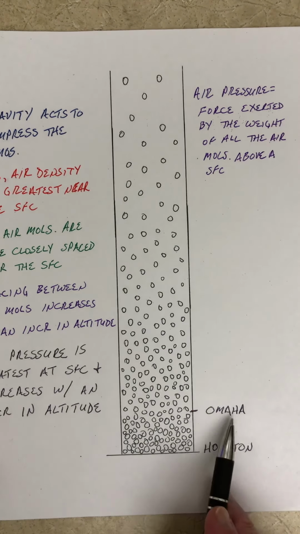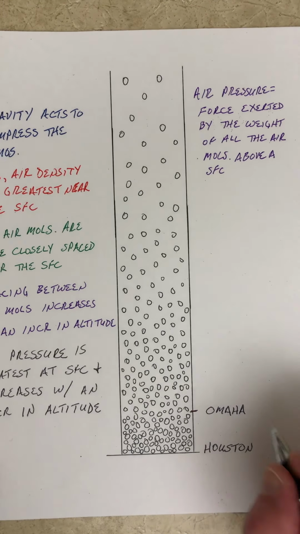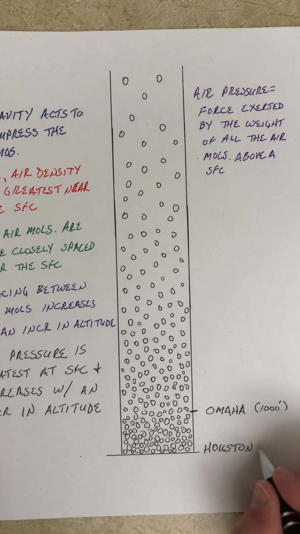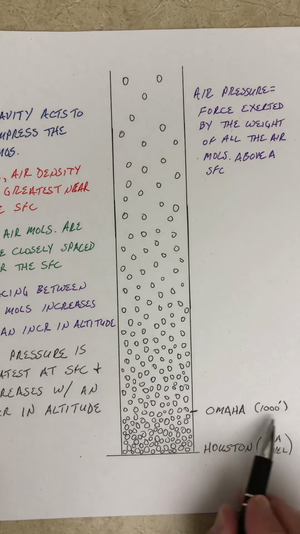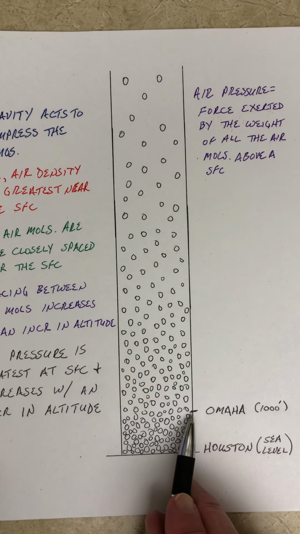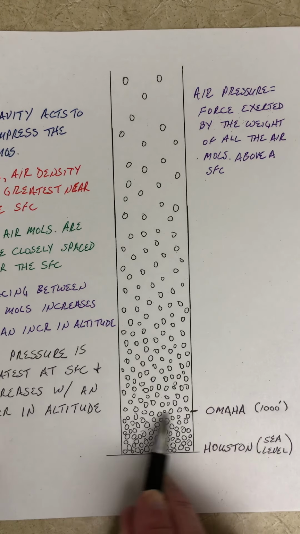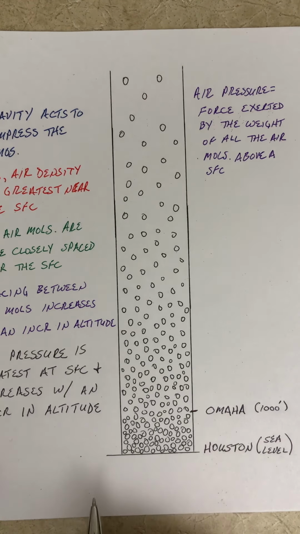Anyway, so Omaha is at an altitude, an elevation of about 1,000 feet. Okay, so 1,000 feet. Houston was basically at sea level. Okay, and so at Omaha, if you're starting out at 1,000 feet, the air pressure is the force exerted by the weight of all of the air molecules above a given surface. So if their surface is starting out at 1,000 feet, then you're automatically starting off with a lower pressure.